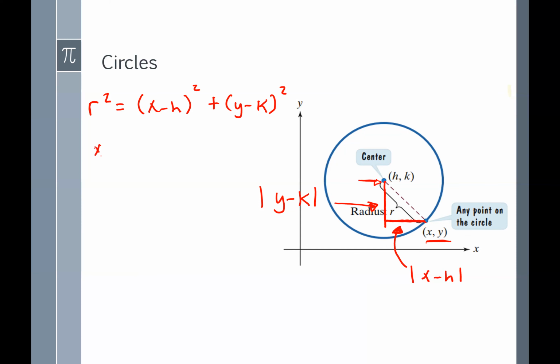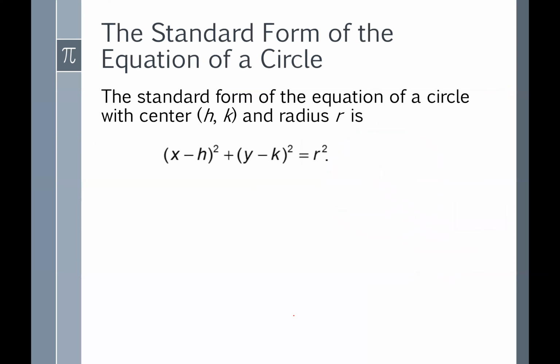If I just do a little rewriting using the reflexive law of equals, so just flip things around the equal sign, here is the standard equation for a circle in the coordinate plane: x minus the x-coordinate of its center, squared, plus y minus the y-coordinate of its center, squared, is equal to r squared. So the standard form of the equation of a circle with center (h, k) and radius r is (x minus h) squared plus (y minus k) squared equals r squared.